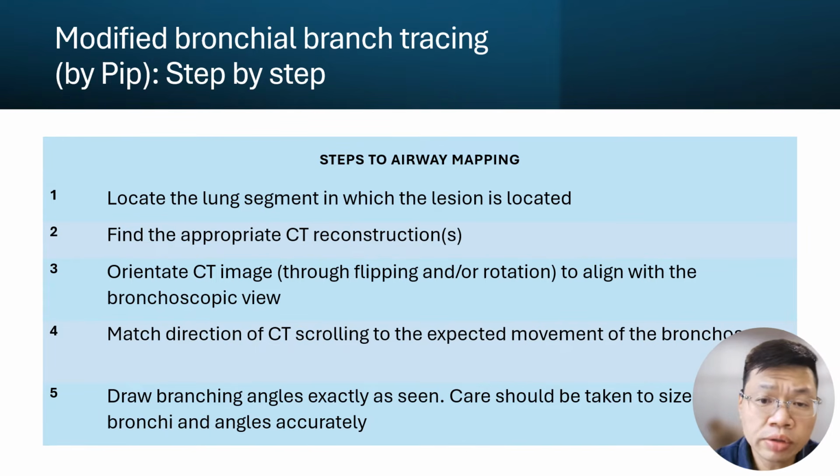We can then move on to perform airway mapping or bronchial branch tracing through a step-by-step approach. The first of which is to locate the lung segment in which the lesion is located, to find the appropriate CT reconstruction, to orientate the image, and then to proceed to match the direction of our CT scrolling to the expected movement of our bronchoscope. We can then draw the branching angles exactly as seen and take care to size the bronchi and the angles accurately.